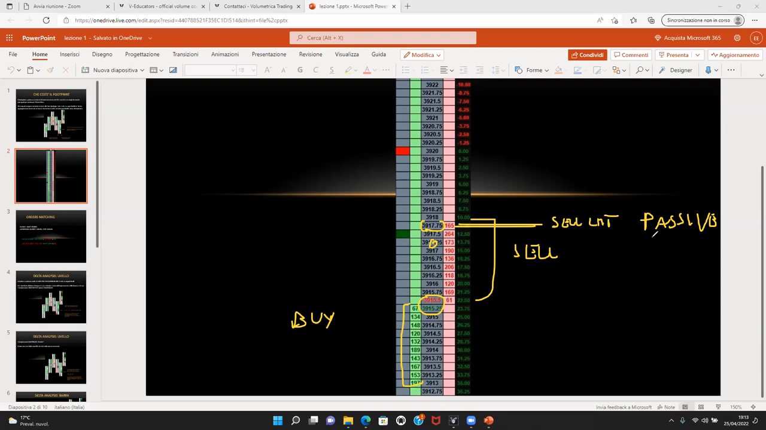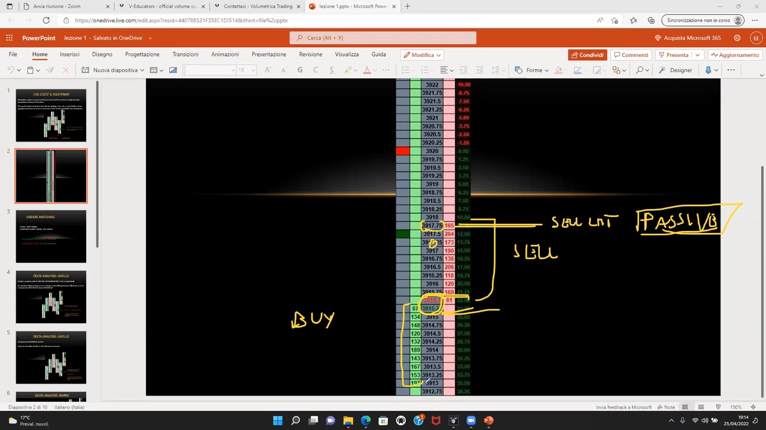Of course, as a passive seller, I'm trying to have a better price. Since I'm selling, I want to sell at a more expensive price compared to the one currently trading right now. So I'm trying to get a better price. Of course, a passive buyer will look to do the same. A passive buyer will look to buy at a cheaper price than the one currently traded. So what it might do is place buy limit orders.